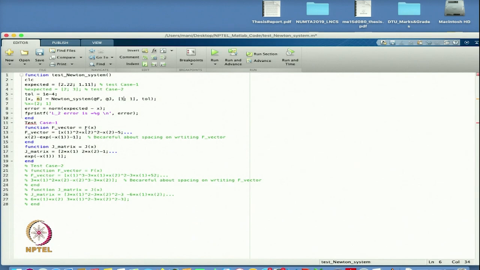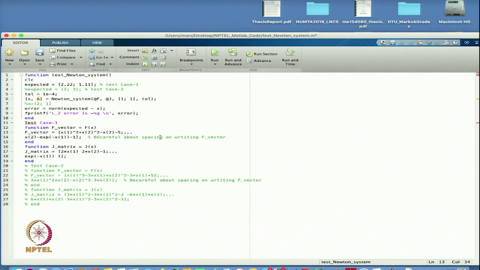Now, I will start with the function. My function was x square plus y square minus y minus 5. So, I am writing a function that is vector valued: x1 square plus x2 square, where x2 means the y. Basically, this is the second component of the vector x. So, this is the x value, this is the y value, minus y minus 5. That is the first value of the vector.